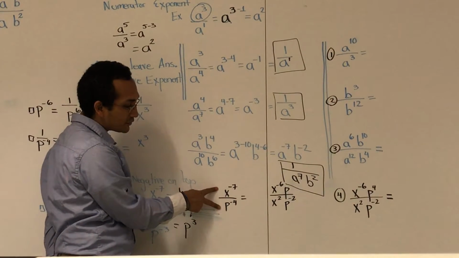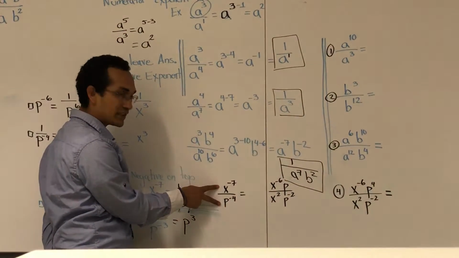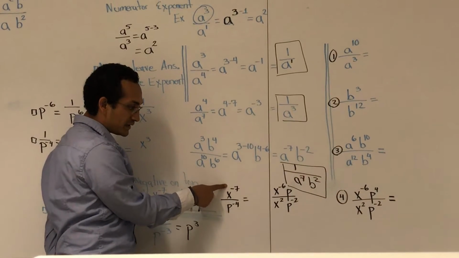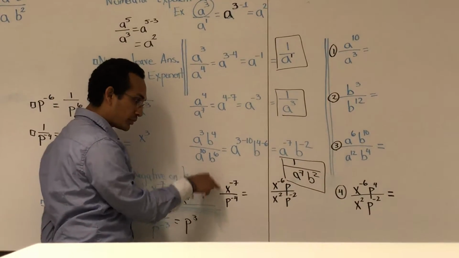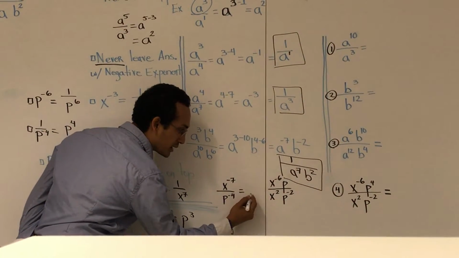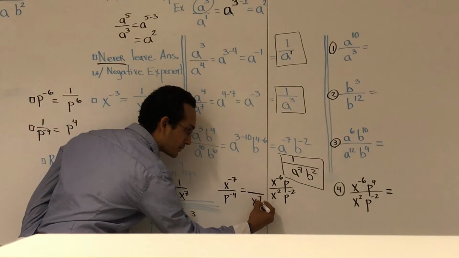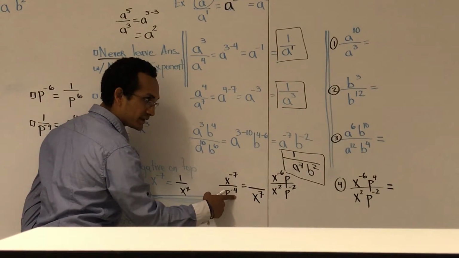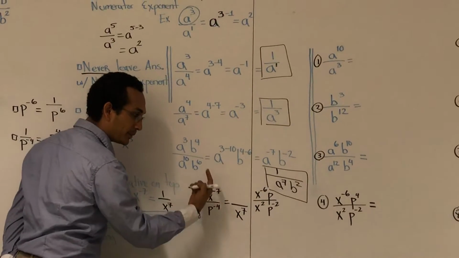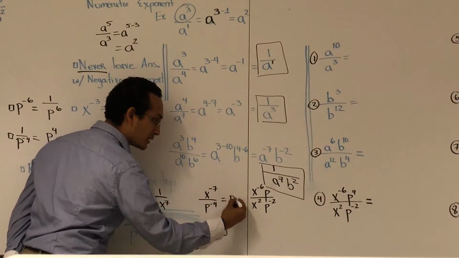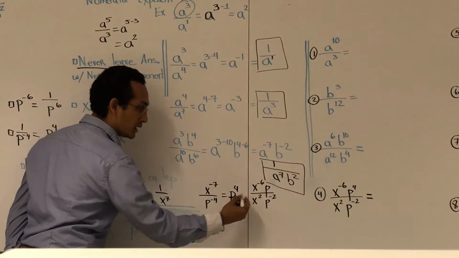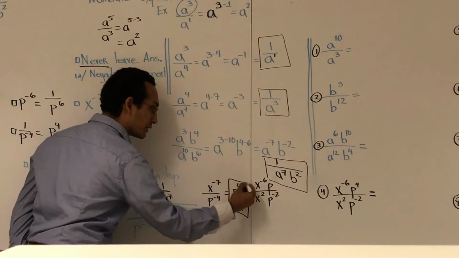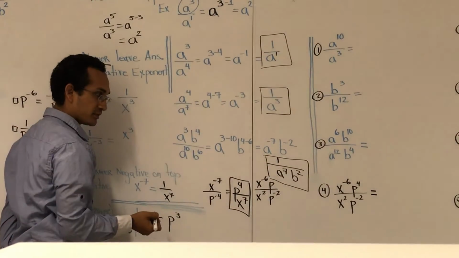When you have these two, and you can't cancel them because you have different bases, this is negative on the top, so you have to bring it down, right? This becomes x to the 7th. And here is negative down, so you have to bring it up positive. So this becomes p to the 4th. So this will be the answer for this type of question.